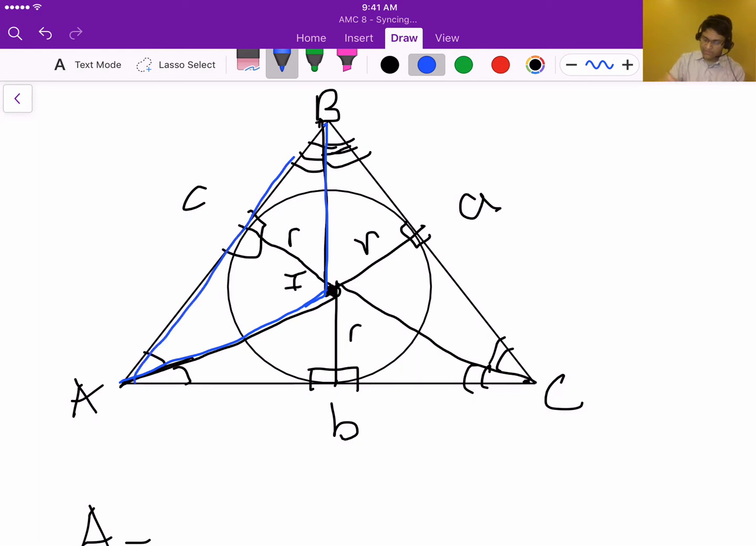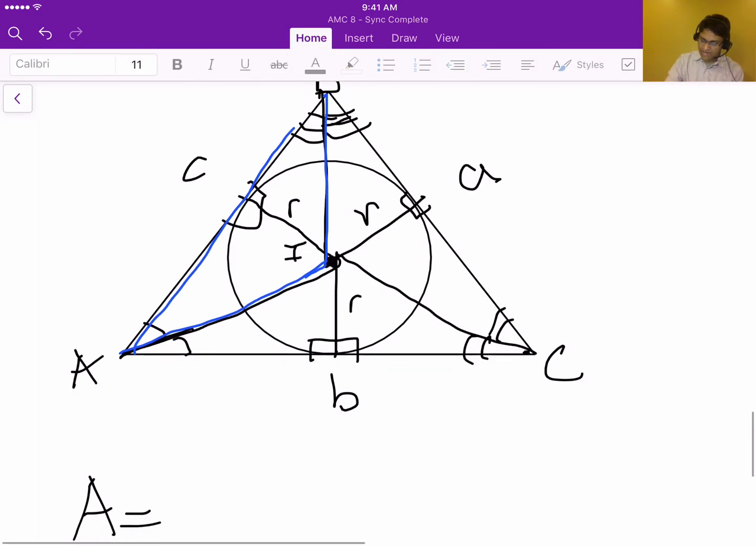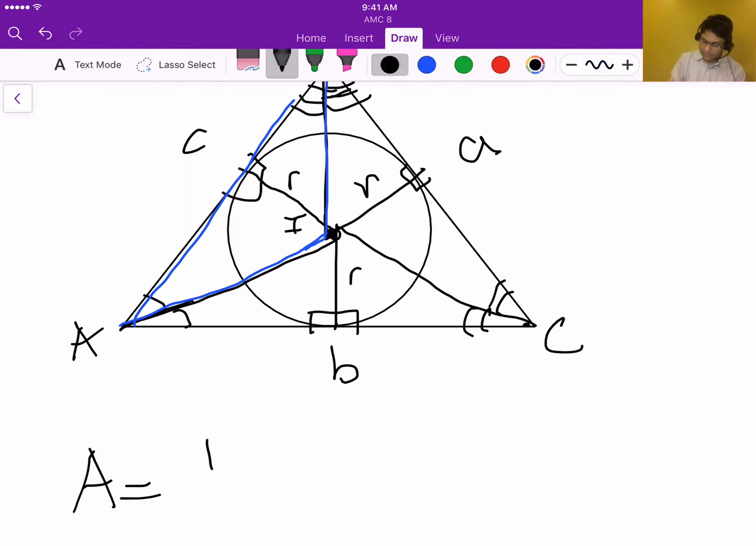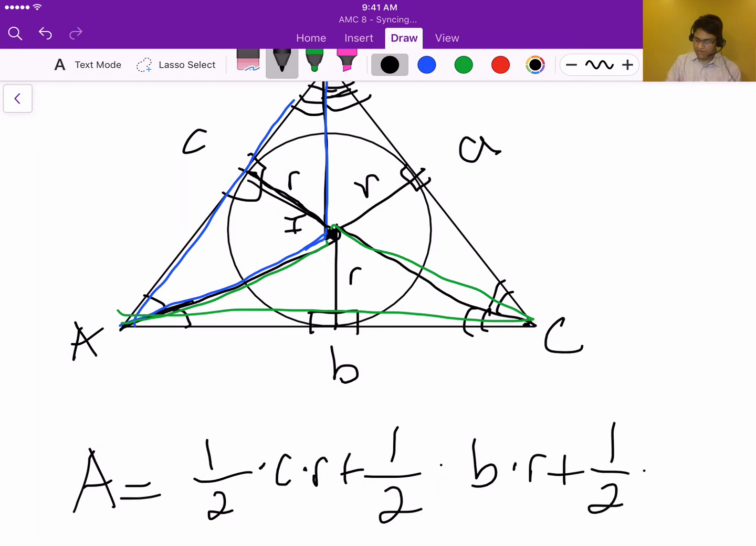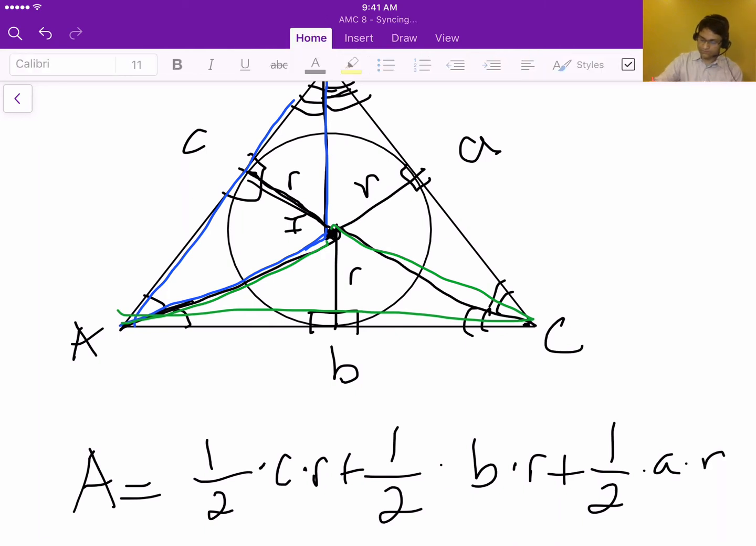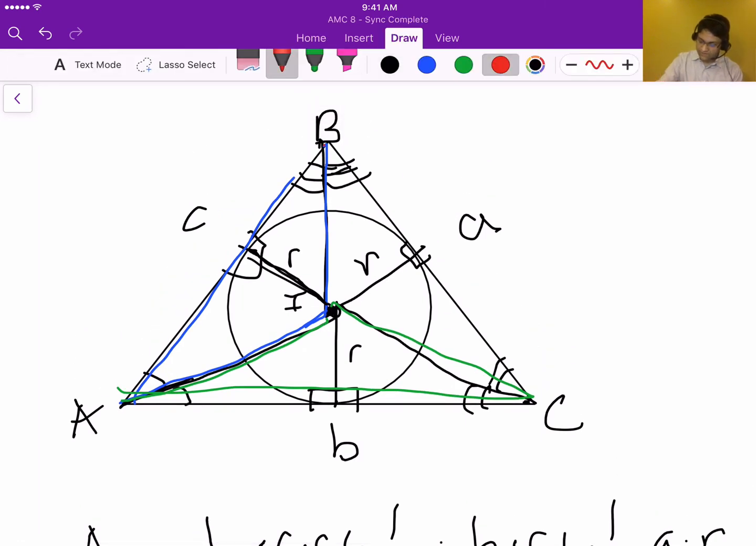Okay, we know the area of that is half times the base, and the base in this case we're going to say is C. So from that perspective, the height is R, just like we saw in the problem. Now for this triangle, AIC, the base is B, while the height is R. And the final triangle, you'll probably see the pattern by now. It's half times A times R. Let me just highlight that for you, BIC.